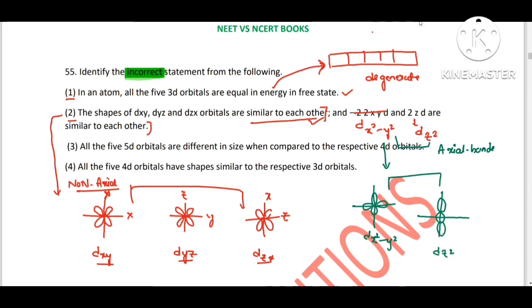We see that the dx square minus y square and dz square structures are not similar to each other. So this statement is incorrect. Up to this part the statement is correct, but this part is incorrect. So the total statement is incorrect. So according to our question, the incorrect statement among the following is statement 2. So our answer is 2.